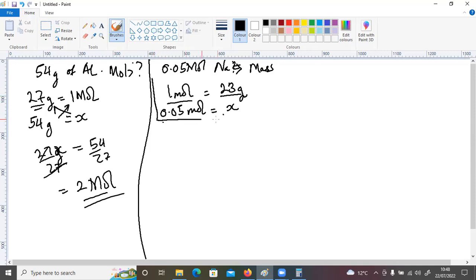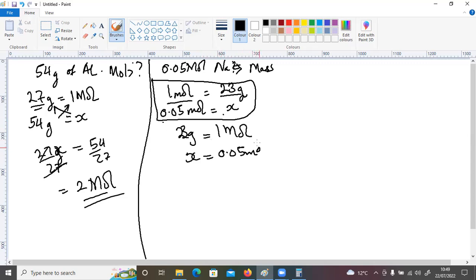If you get confused with this one, I can still do it the way I did the other one. I say that 23 grams of sodium is equal to 1 mole. What about how many grams is 0.05 moles? Whichever way you put it, you end up at the same point. So whether I use the first or the second substitution, I get the same.